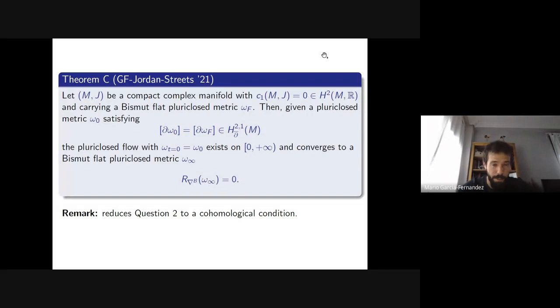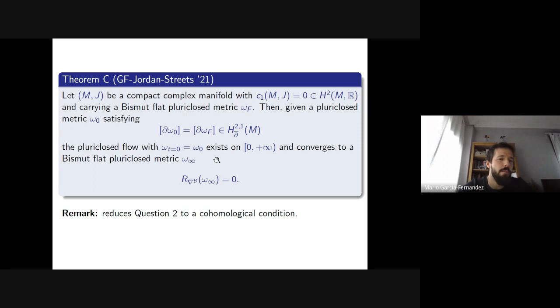So what happens on manifolds which have flat Bismut connection, vanishing Bismut curvature? Assume that you have a compact complex manifold with vanishing first Chern class, and that it carries a Bismut flat pluriclosed metric. Then given a pluriclosed metric omega naught satisfying this cohomological condition, the pluriclosed flow exists for all time and converges to a Bismut flat pluriclosed metric omega infinity. This may be different from the background one which we have chosen, but still we can prove that it is Bismut flat and pluriclosed.